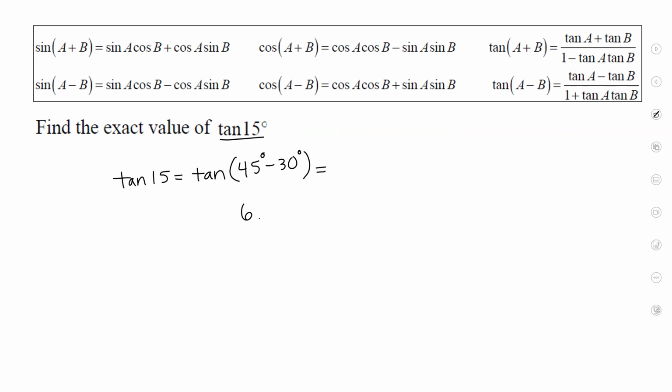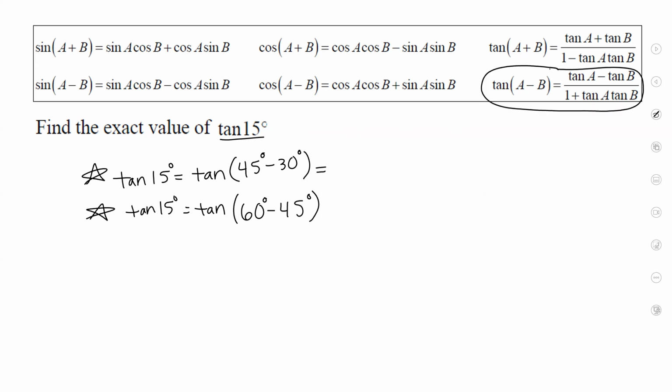Can't you do 60 minus something? Yep, 60 degrees minus 45 degrees. That will also work. All of those are going to give you tangent 15. Okay, you can either use this one or this one. They will both give you the same answer in the end. So it looks like you guys are going to use this formula this time. Let me know what you get.